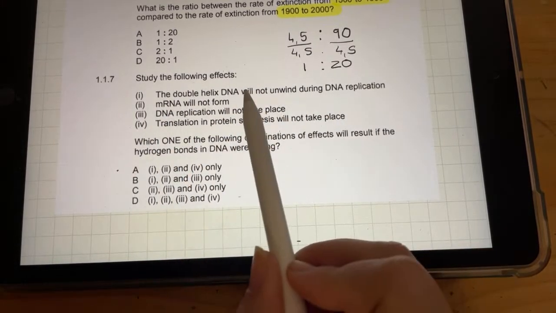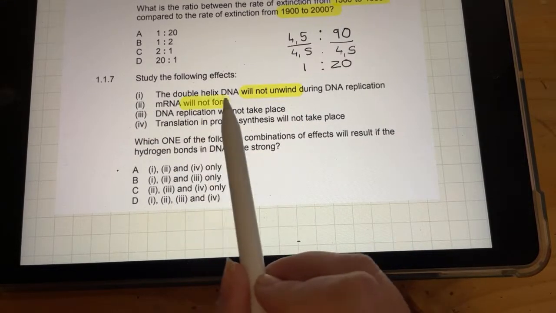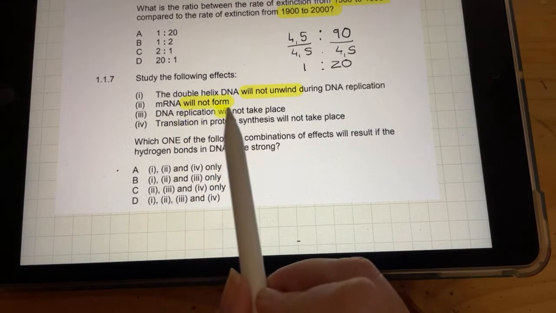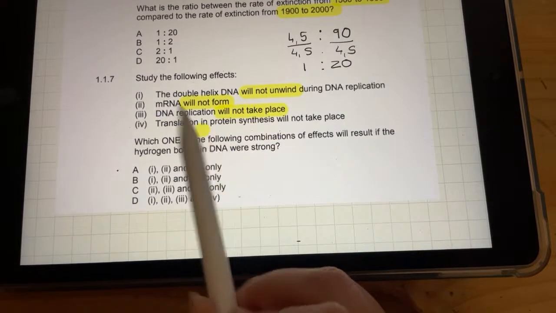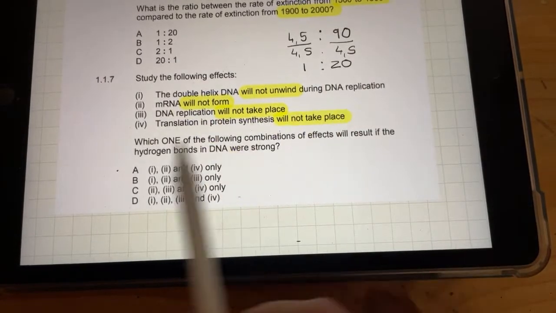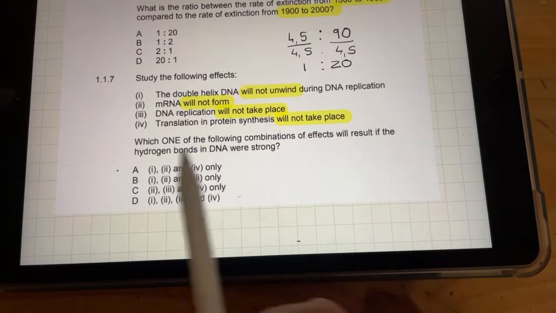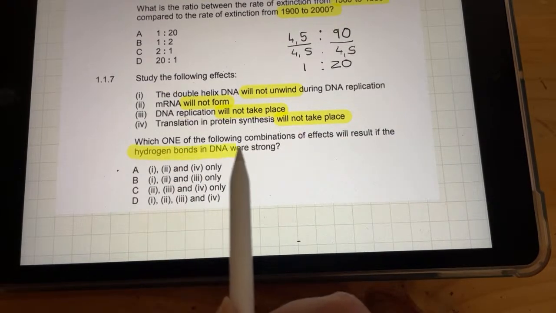So the double helix DNA will not unwind during DNA replication. I'm just going to highlight that because it seems important. mRNA will not form, DNA replication will not take place, and translation in protein synthesis will not take place. Which of the following combinations of effects will result if the hydrogen bonds in DNA were strong?